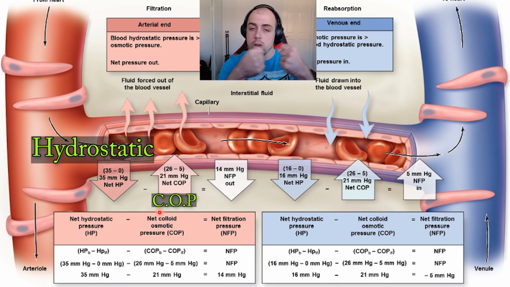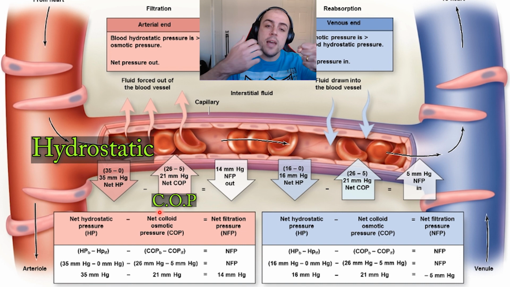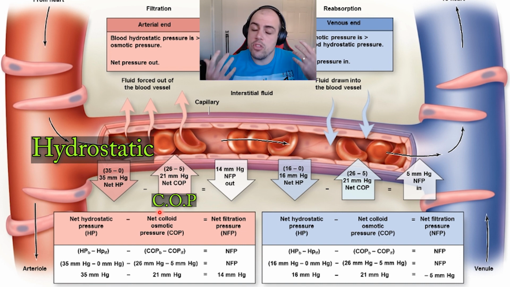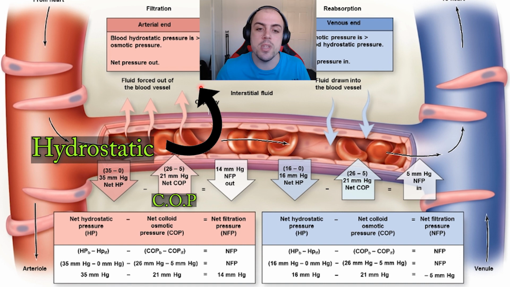So think of this like a tug of war. Okay, we've got 35 versus 21. The 35 is obviously a much greater pressure, so the hydrostatic pressure wins. And what that means is that the fluid is then going to move from the capillary out into the interstitial space.